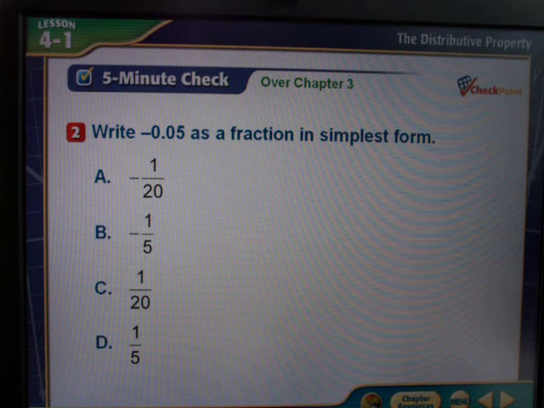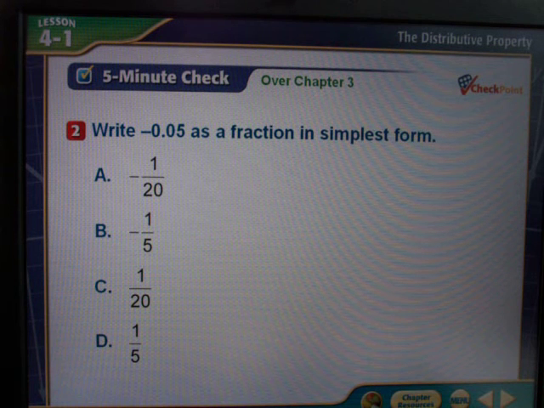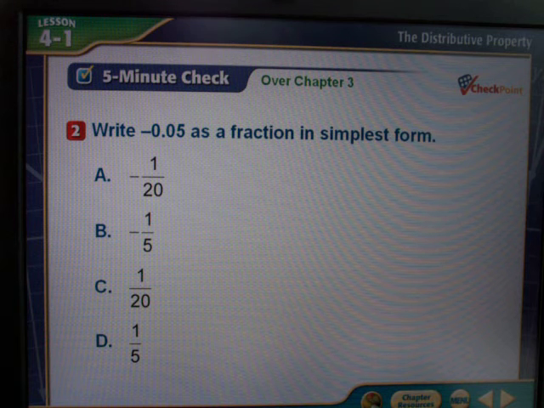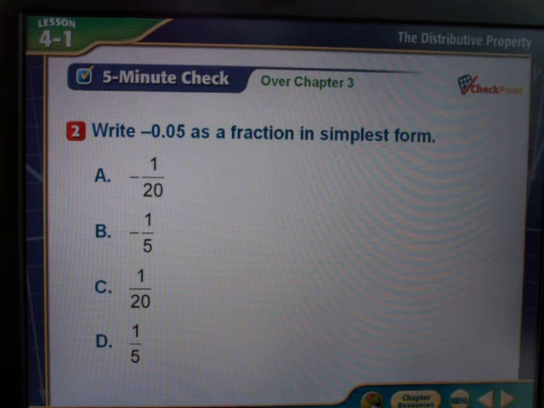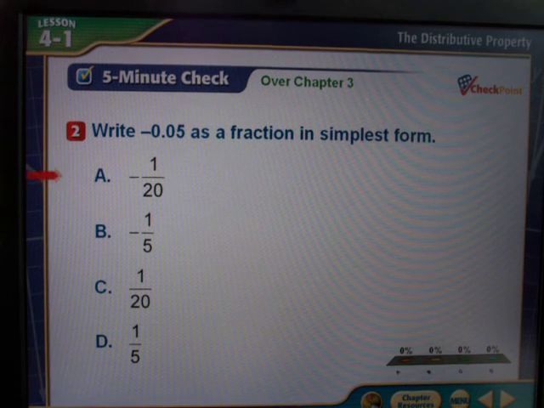Now we're going to write a negative 5 hundredths as a fraction in its simplest form. Is it A, negative 1/20th, B, negative 1/5, C, 1/20th, or D, 1/5? And your answer is A.